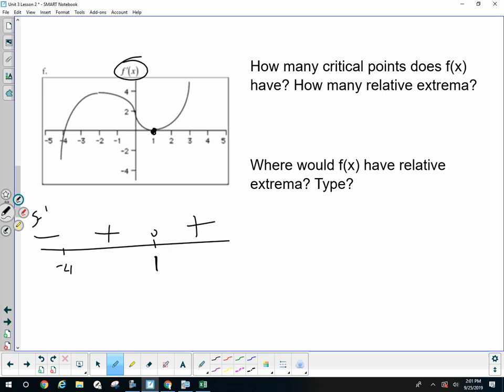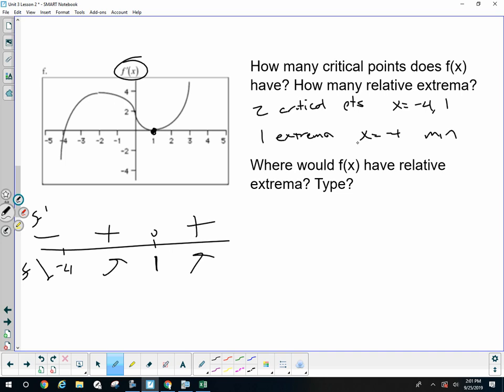This is F prime. This is telling me F is going down, going up, flattening out, and going up. 2 critical points, but we only have one extrema. X equals -4 is a min on the graph of F.